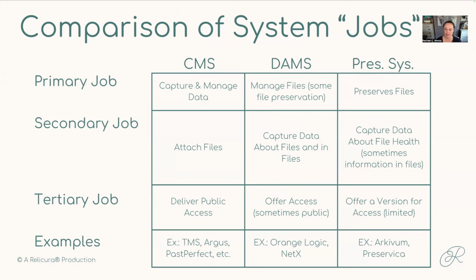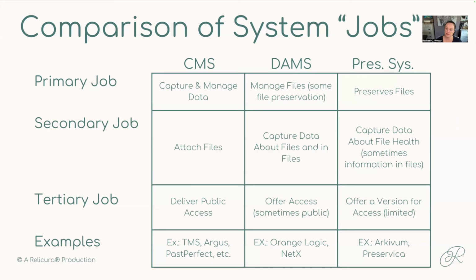So that said, let me break down this table for you. Across the top, there are three columns. First column is CMS, second column is DAMS, third column is preservation systems, but abbreviated. And then going down the left-hand side, top to bottom, the top row is primary job. So that is what the system does. That's what it was made for.